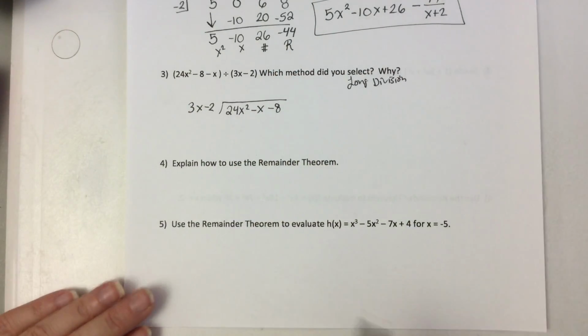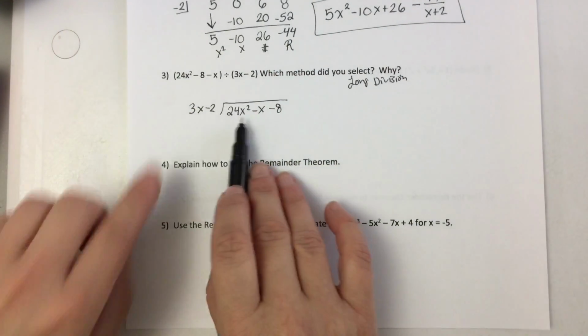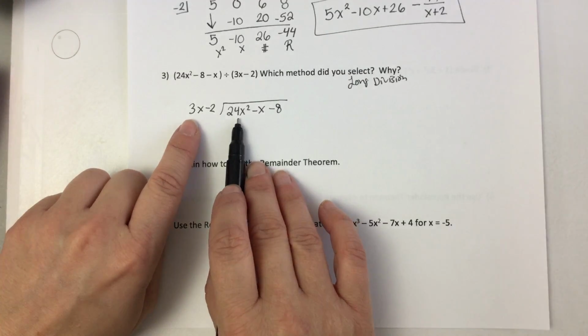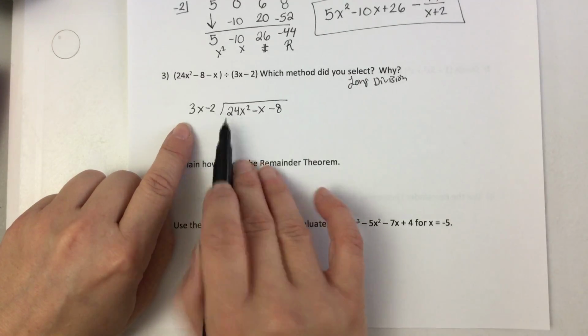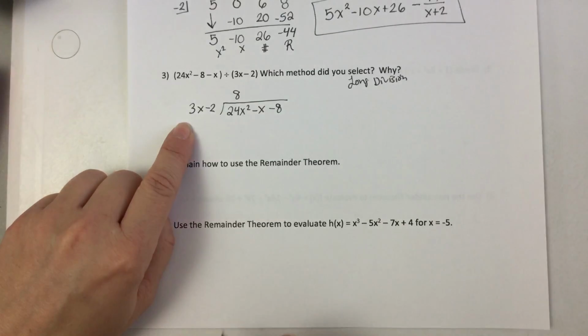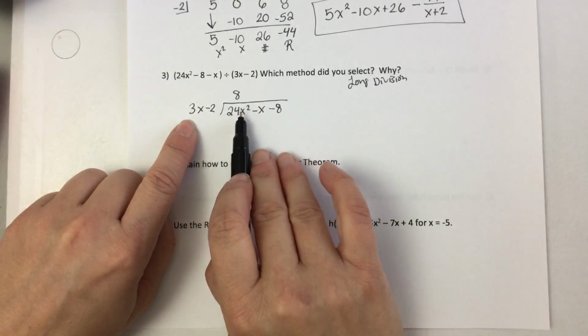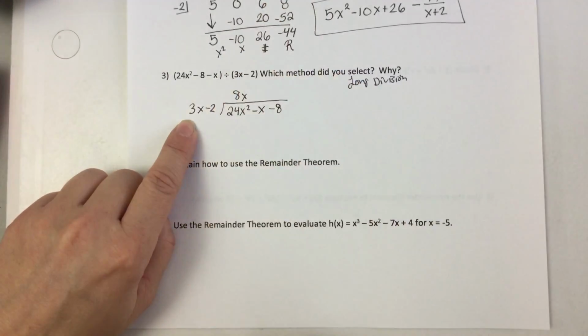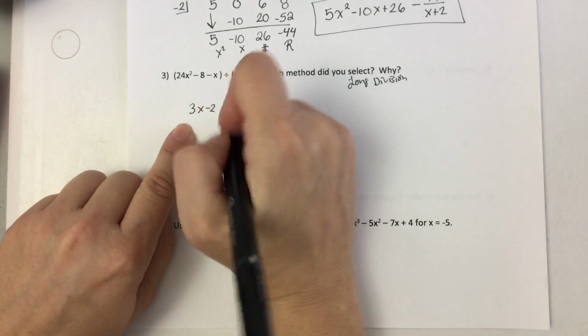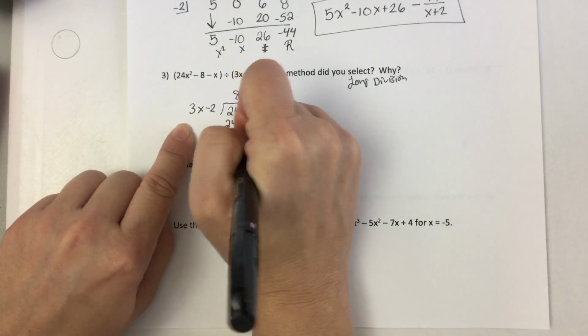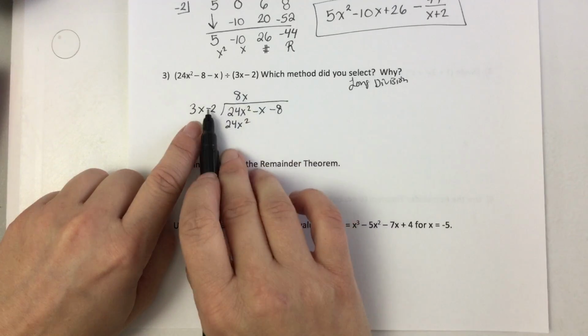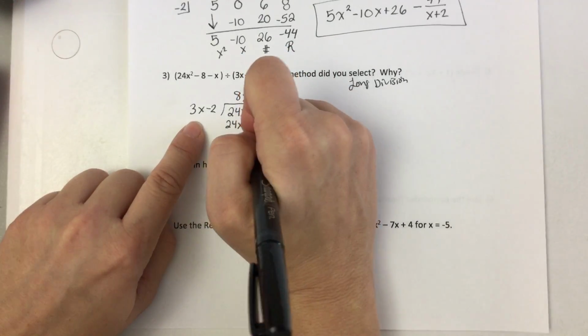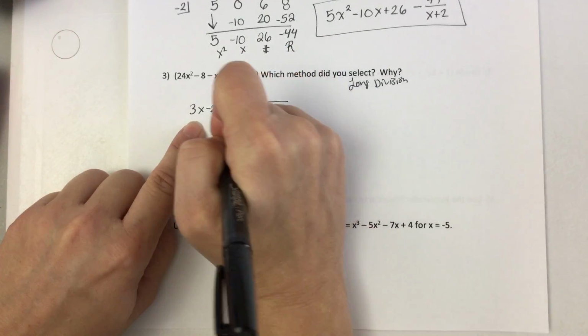Okay, let's go ahead and start. I want the first term on the outside to become the first term on the inside. To turn a 3 into a 24, I need to multiply by 8. This term has 1x, I need it to have 2, so I need 1 more. 8x times 3x is 24x squared. 8x, now multiplied by the negative 2, is negative 16x.